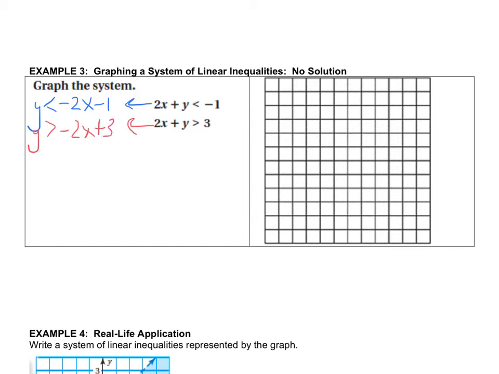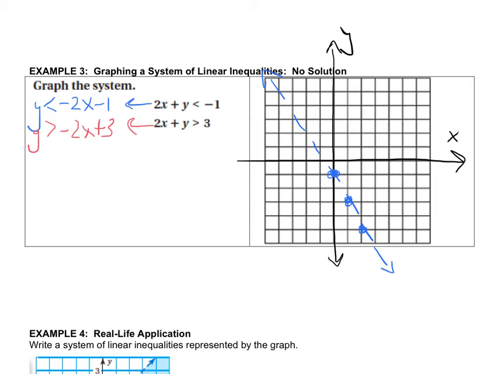So once I have those pieces, I come over here to my graph, get my y-axis, I have my x-axis, and now I want to graph. So the first one, y is less than negative 2x minus 1. So my y-intercept is there. Go down 2 over 1, down 2 over 1 using my slope. I would have a nice dashed line going through here.